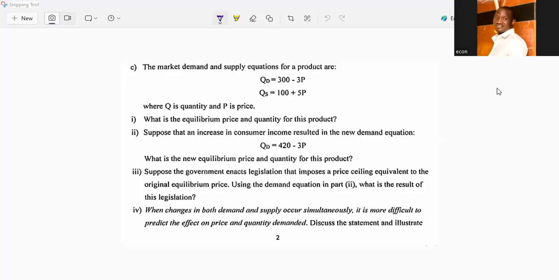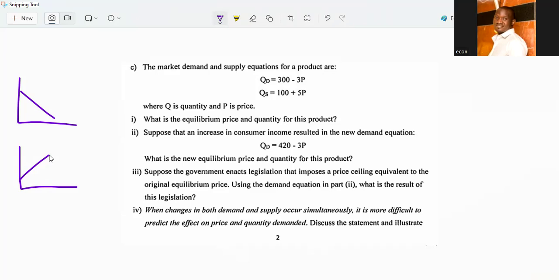Welcome to economics, where we are going to look at the demand and supply curves and how they interact. So we had looked at the forces that affect demand and supply, and we underscored the fact that demand is always downsloping and supply is always what? Upsloping.